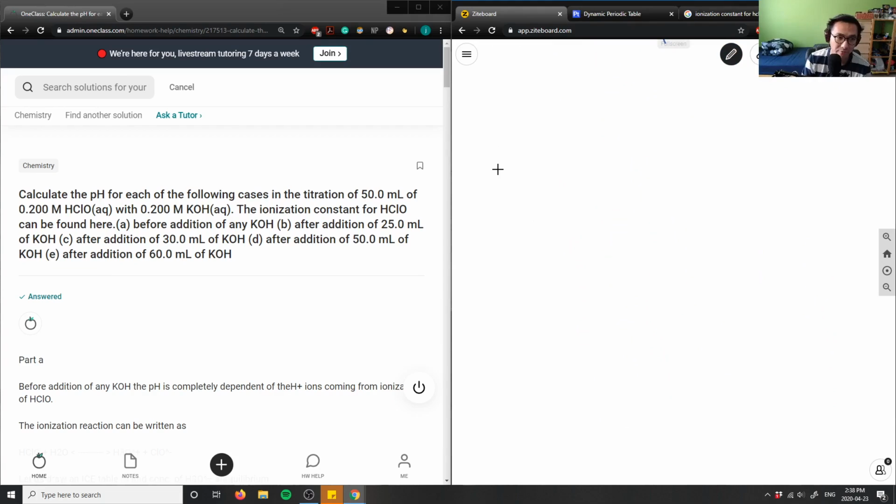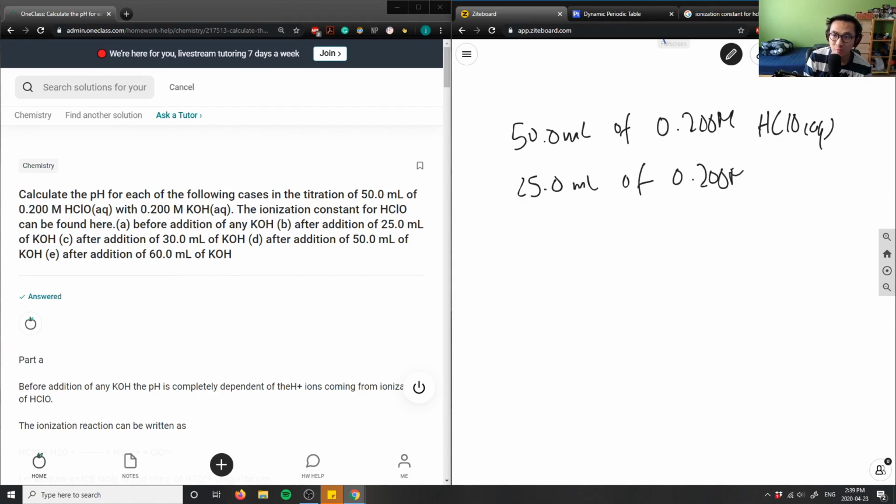Part B states that after adding 25 milliliters of base, I now have 50 milliliters of 0.200 molar hypochlorous acid, and then I added 25.0 milliliters of 0.200 molar KOH. So now my titration has begun, right? I've added acid and some base, which is great. Now what I have to do first is find the moles of these two things before I find concentration.